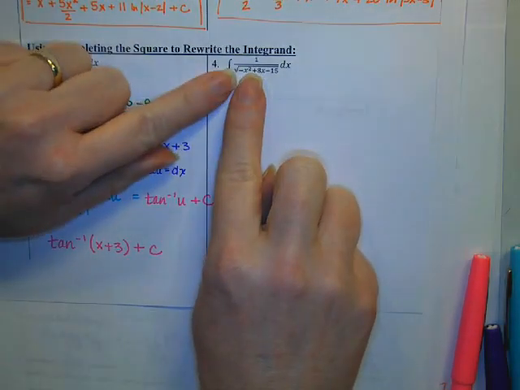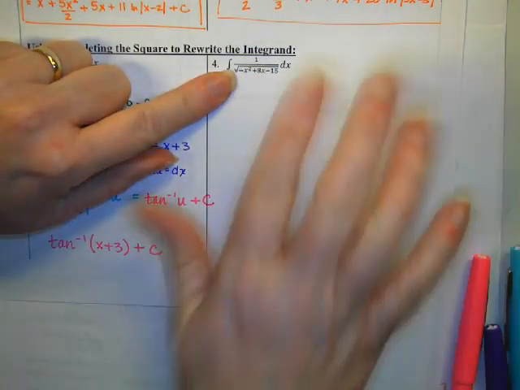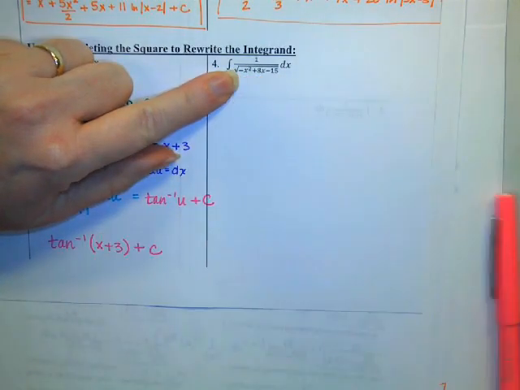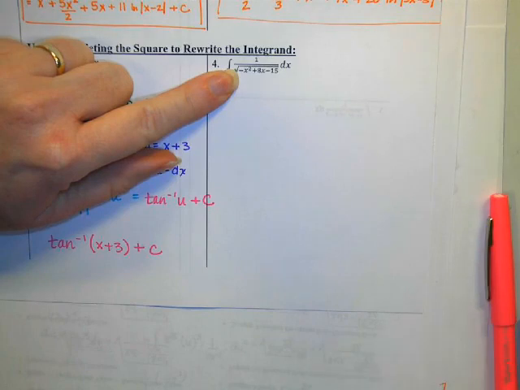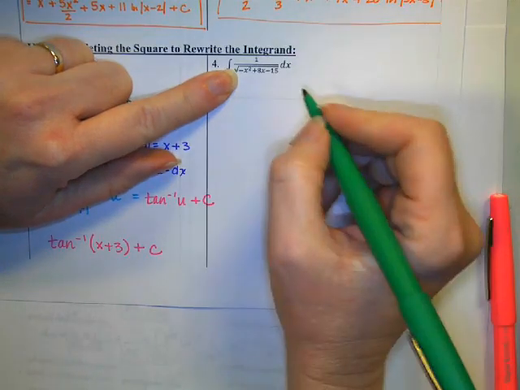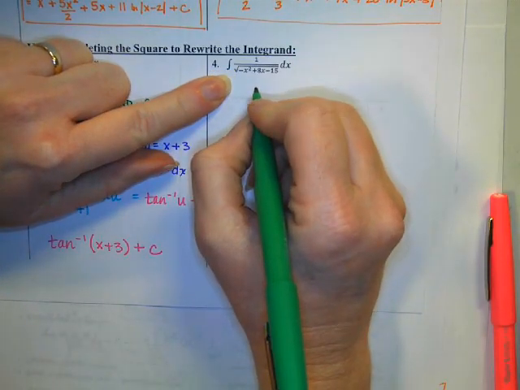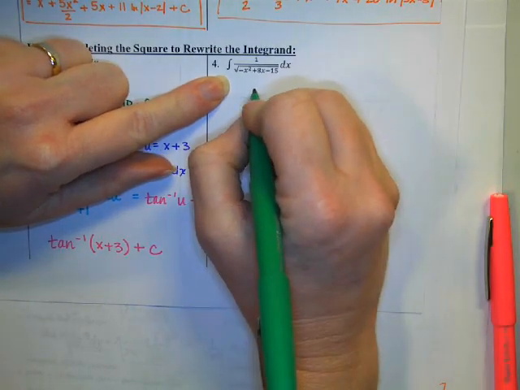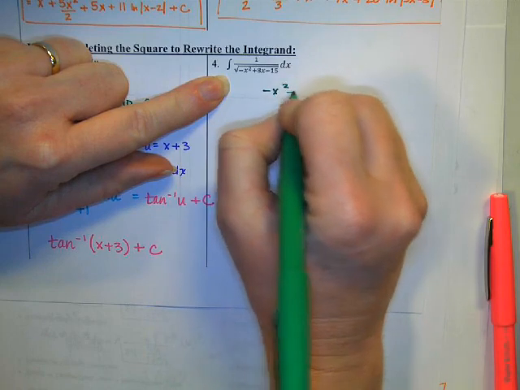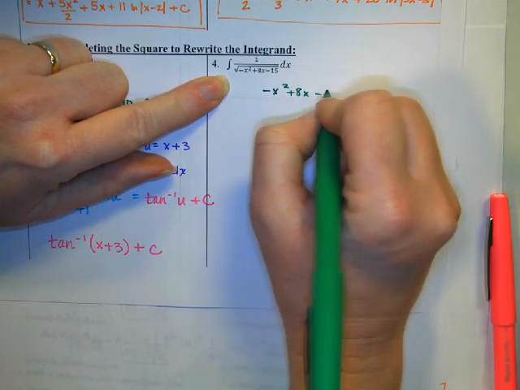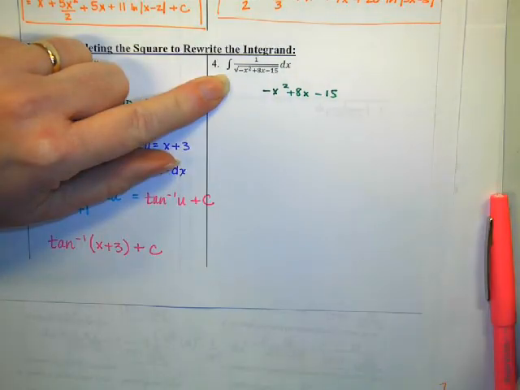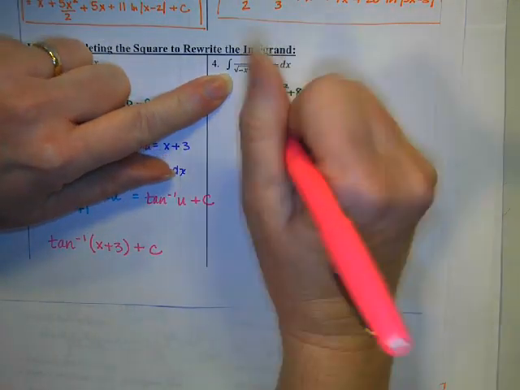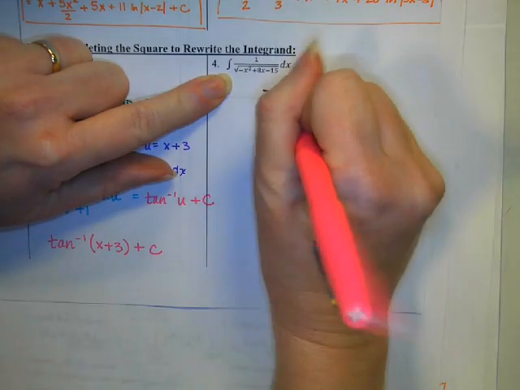In this case, even though it's under a radical, it doesn't matter. You do complete that square first, and then the radical over it. Yeah, let's complete the square first. So, I have negative x squared plus 8x minus 15. Before I do anything, I'm going to factor out a negative, just because I don't like to deal with negative trinomials. They're yucky.